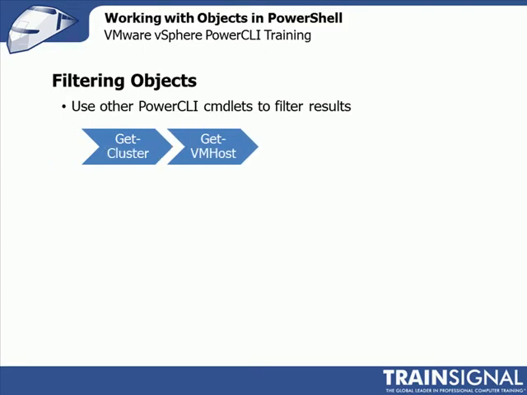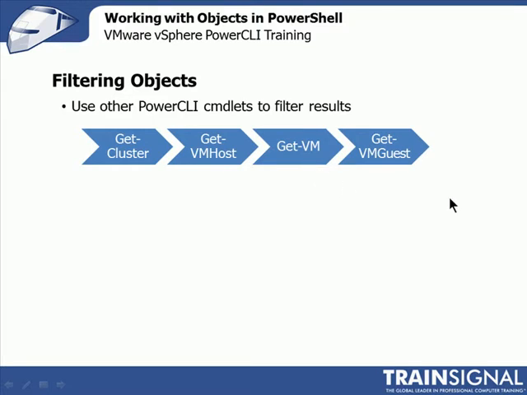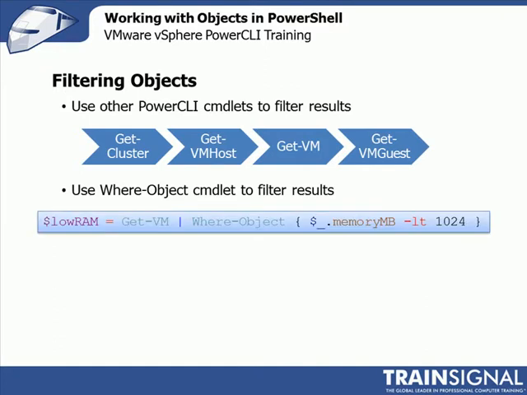So what you can do with PowerCLI is you can create a pipeline where you're starting with get cluster, pipe it to get VM host, pipe it to get VM, pipe it to get VM guest. And these objects happen to have a parent-child sort of relationship, so you can get down to different pieces of information. You can filter them down, and you can even use the where object commandlet, which is PowerShell, not PowerCLI. You can use where object to get even more specific. So I'll show you examples of both of these, but here's one for where object.